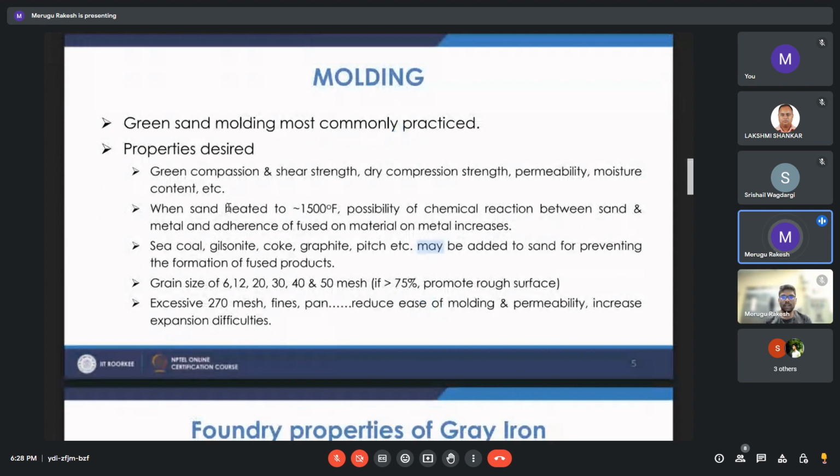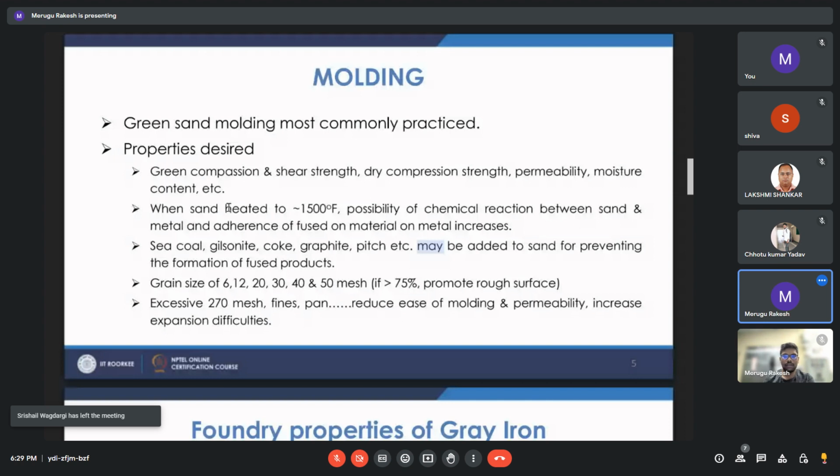One of the reasons for calling it gray cast iron is the fracture surface. The fracture surface looks gray, so we call it gray cast iron. Whereas in white cast iron, the fracture surface looks white, and that is the reason we call it white cast iron.